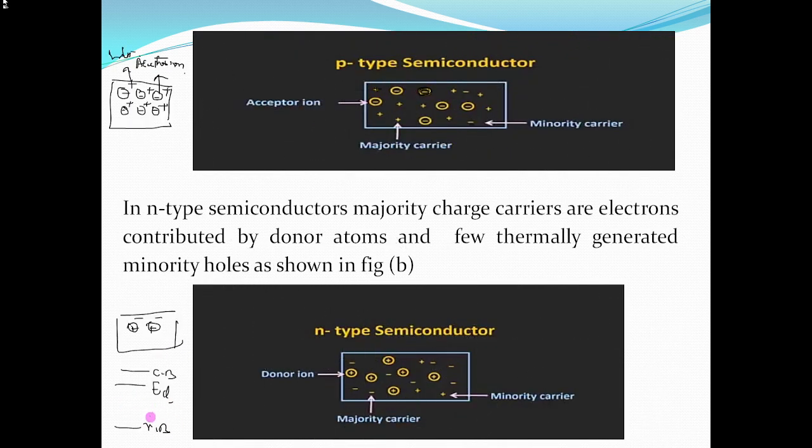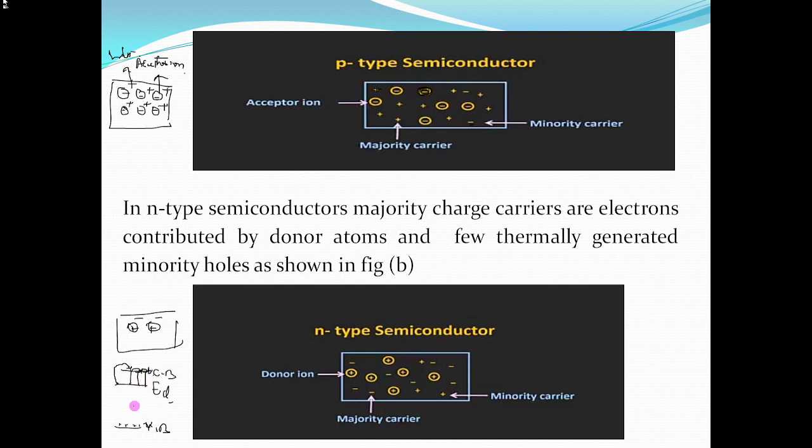At T equal to 0 Kelvin, the valence band is filled with electrons. The donor level is also filled with electrons. There is no electron in the conduction band. So if you give temperature, electrons jump from the donor level to the conduction band.